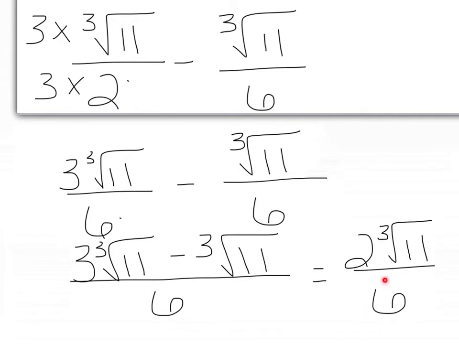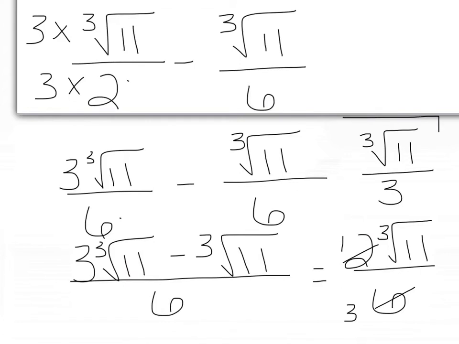Because these two numbers are not inside a radical, we can reduce them. So 2 over 6, we're going to reduce to 1 over 3 by dividing both of them by 2. So our final answer is going to be the cube root of 11 over 3.